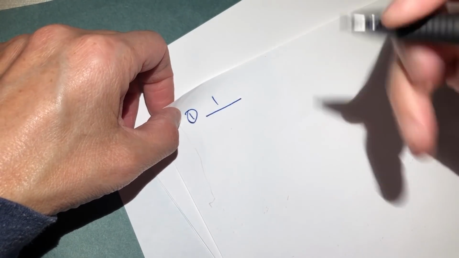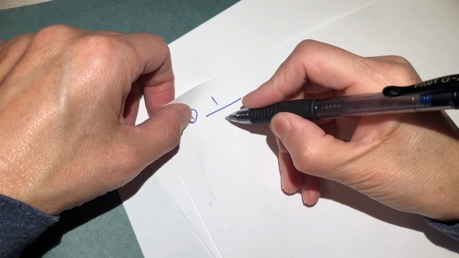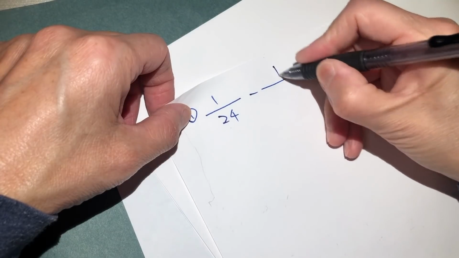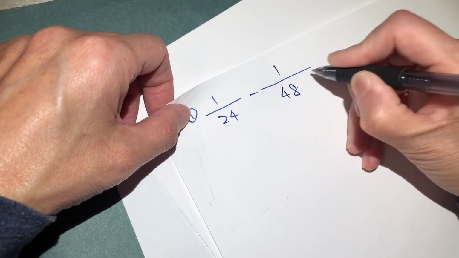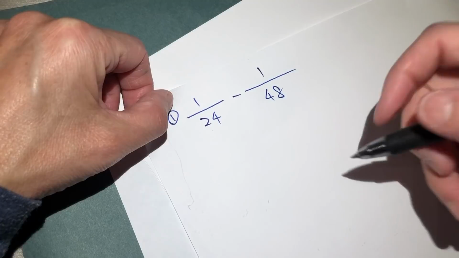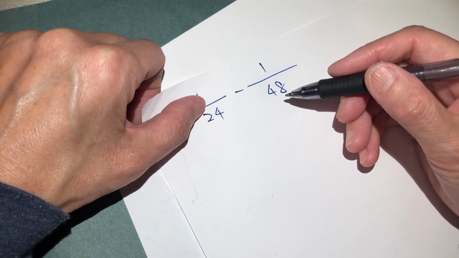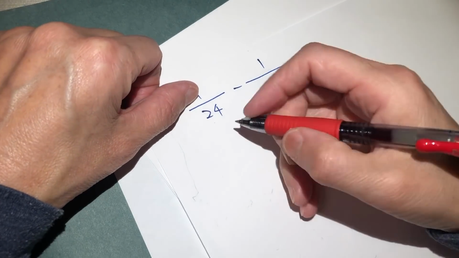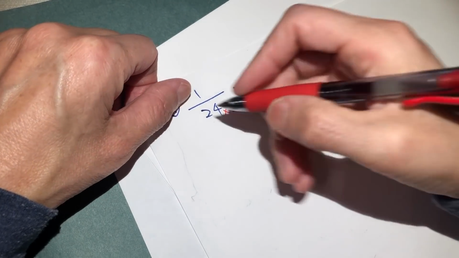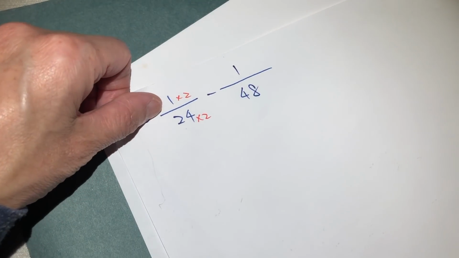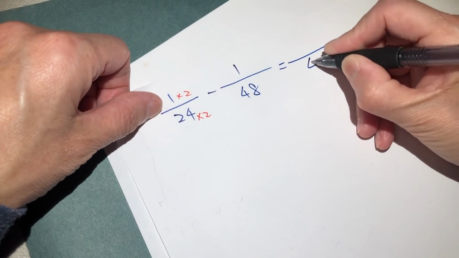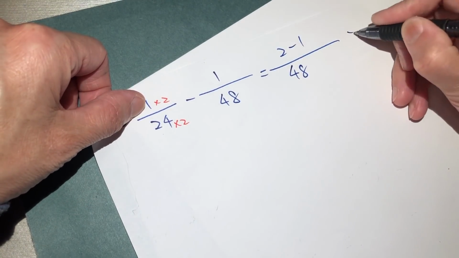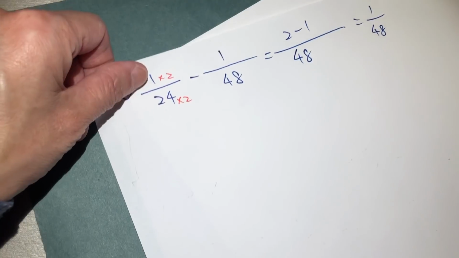So 1 over 24 minus 1 over 48. What do we do? You can do 24 times 48. It's just too big. How about 24 times 2? It becomes 48. Right? Then 48 is the denominator. 2 minus 1 is 1 over 48.